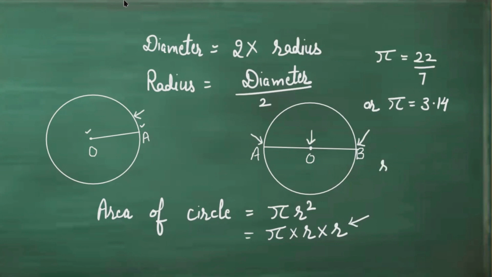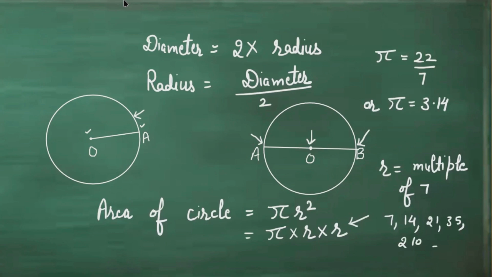If the radius is a multiple of 7, for example, 7, 14, 21, 35, 210, and so on, then we are going to use pi equal to 22/7. So let's understand how we can do it.